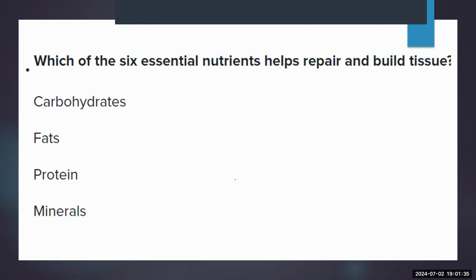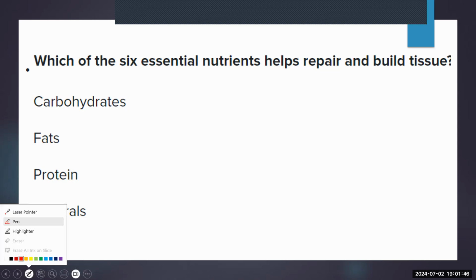All right, so let's get to some questions. Which of the 6 essential nutrients helps build and repair tissue? What can we eliminate? What do y'all remember? I know we went through that slide real fast.